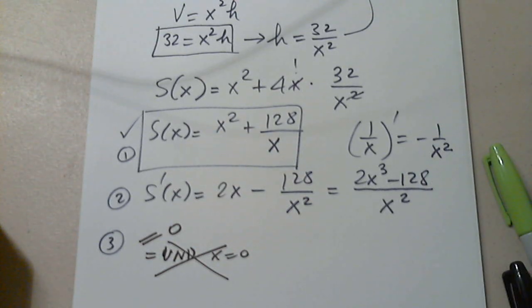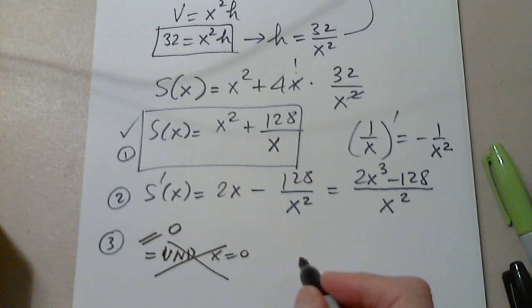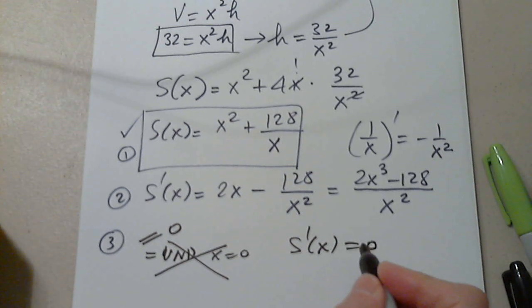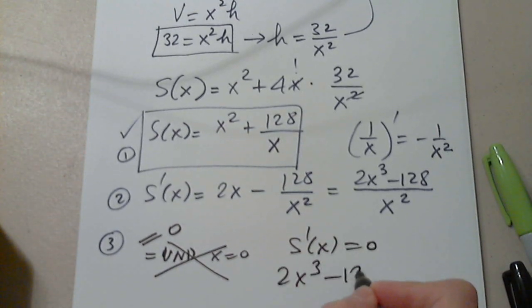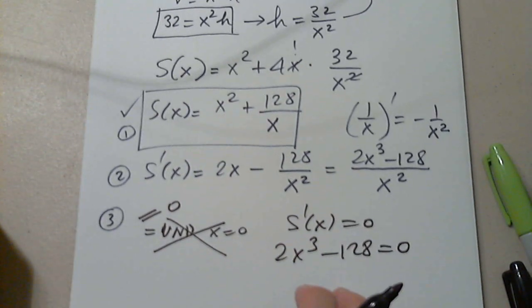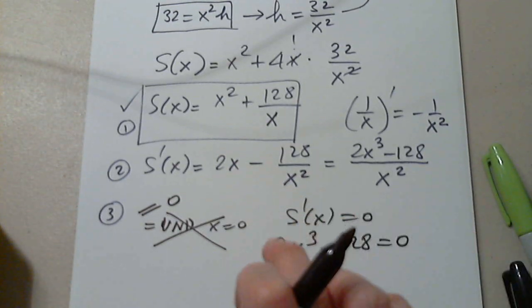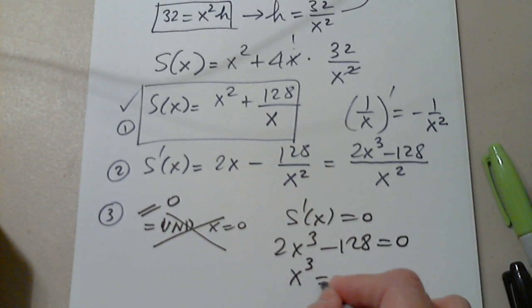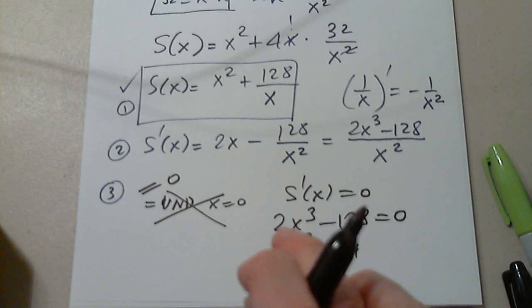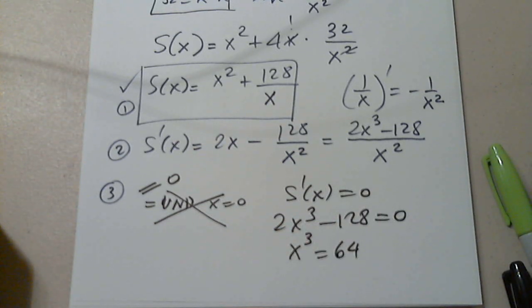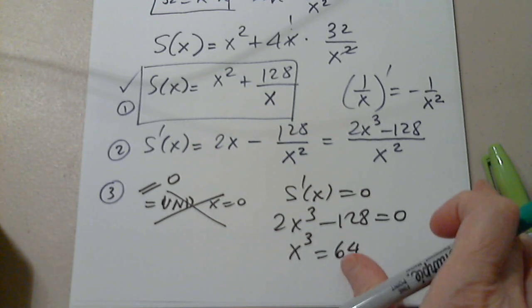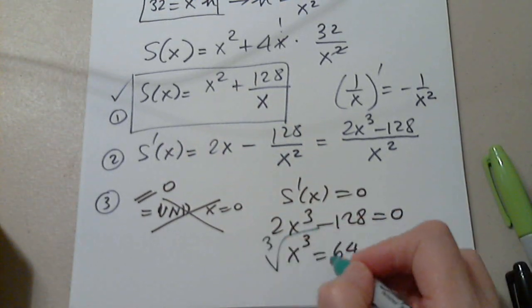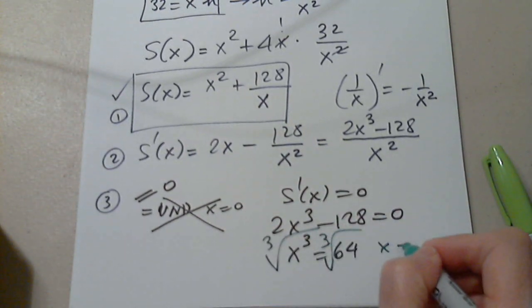When is a fraction 0? When the numerator is 0. Exactly. 2x cubed minus 128 equals 0. Awesome. Excellent. Move 128 and divide by 2. So I get x cubed equals 64. What do I do now to solve for x? Great job. Thank you. 64 to the 1/3 power. Yes. We take the cube root and we get x equals 4.